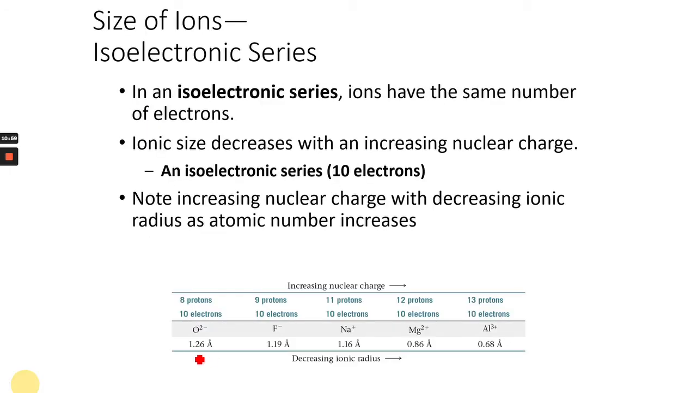So if you see here, we were right. Here oxygen has the largest and aluminum has the smallest radius. The greater your attraction to the nucleus, the smaller your atom, because the electrons will move closer to the nucleus, okay? So an isoelectronic series is when ions have the same number of electrons. Your ionic size decreases with increasing nuclear charge.